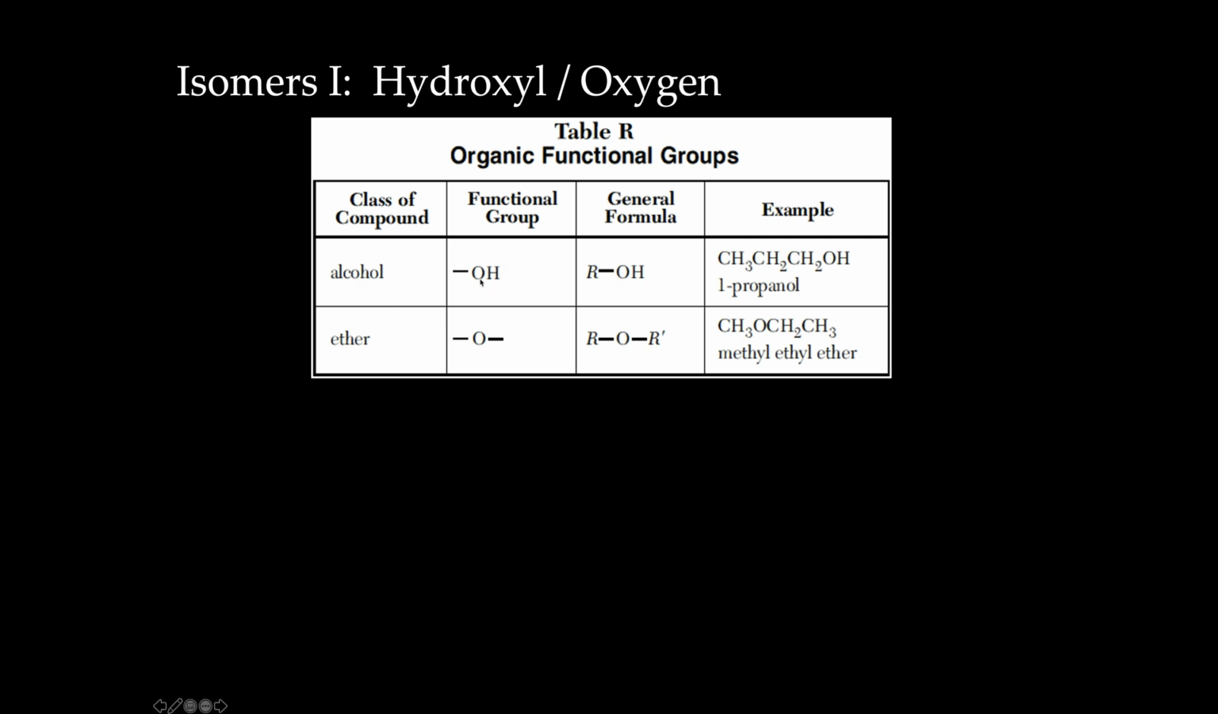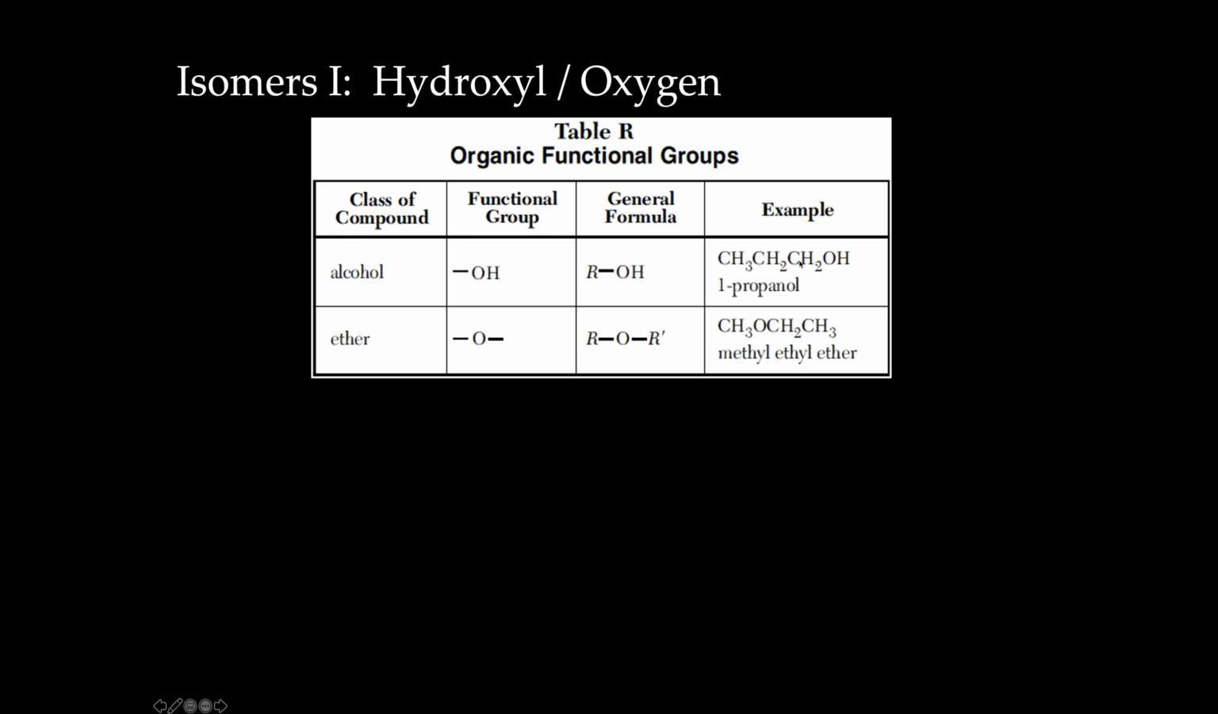In alcohols, the oxygen is bonded to the outside of the molecule. In an ether, that oxygen is bonded in between two carbons. So outside the molecule, inside the molecule. And that subtle difference makes their properties rather different. So here you can see the isomers 1-propanol that has 3 carbons with the OH. And here you see methyl ethyl ether that has 3 carbons and the O in the middle of the molecule.